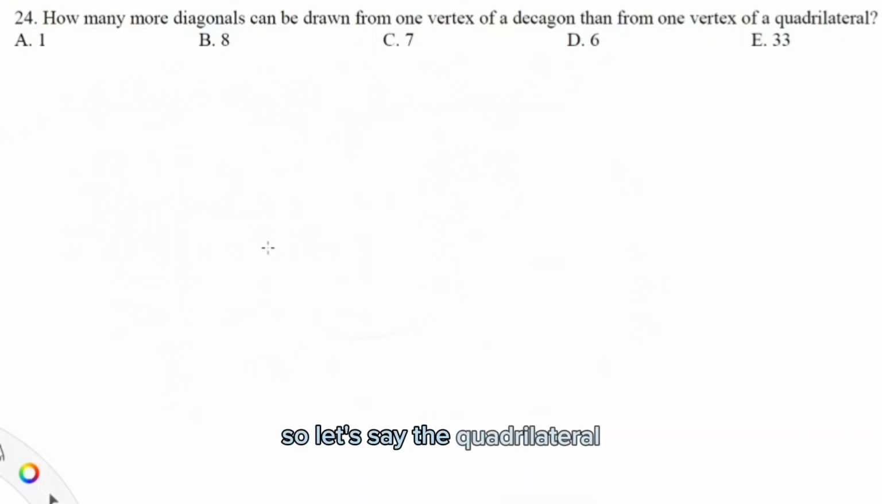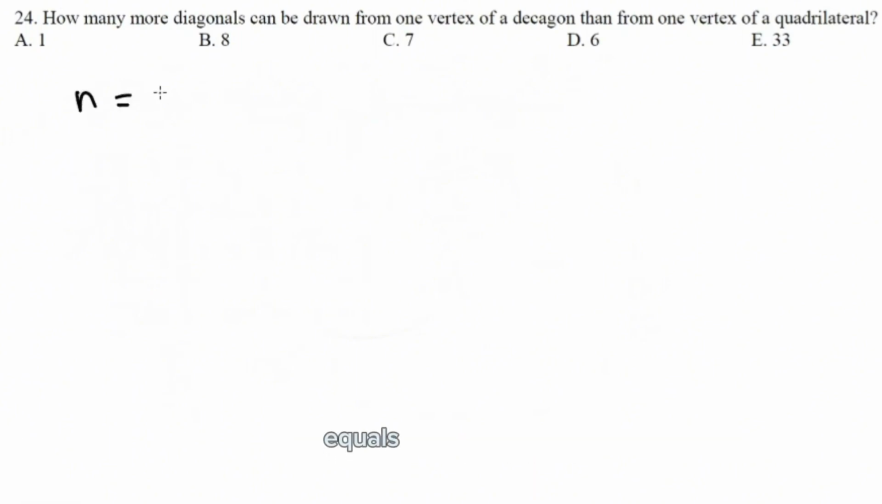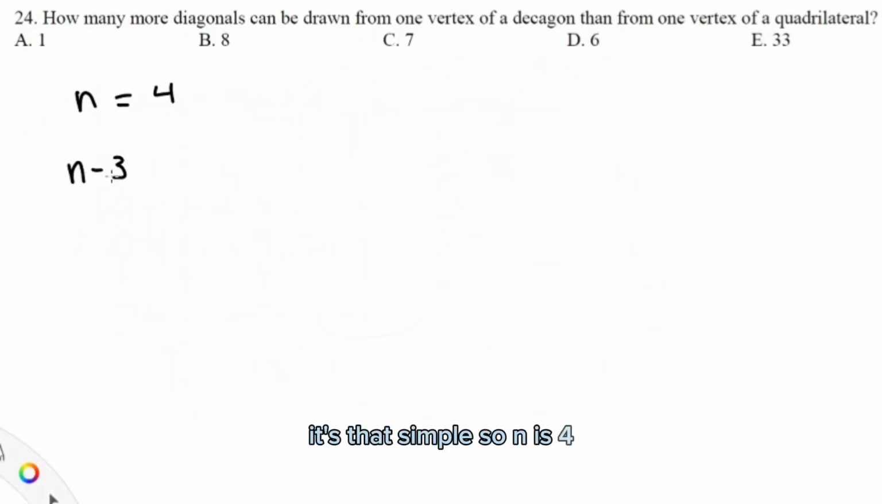So let's take the quadrilateral, for example. The amount of sides, let's just call that n, equals 4 in that case. So the formula to find how many diagonals can be drawn from one vertex is just n minus 3. It's that simple. So if n is 4, then n minus 3 equals 1.